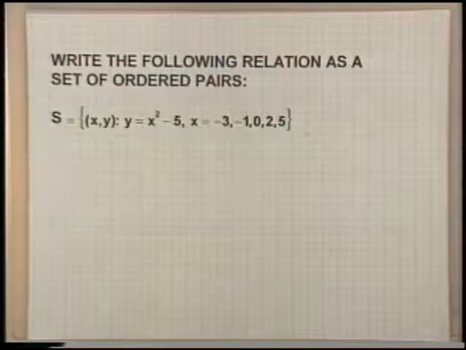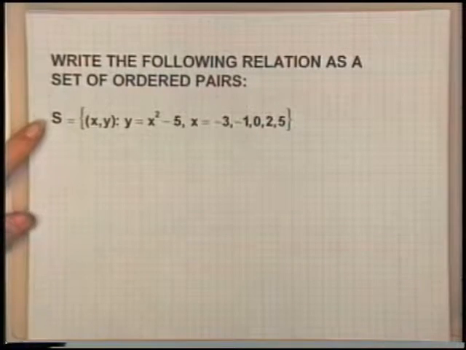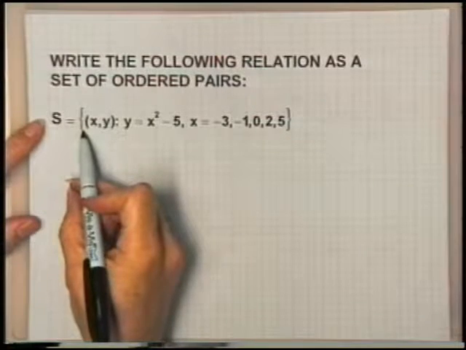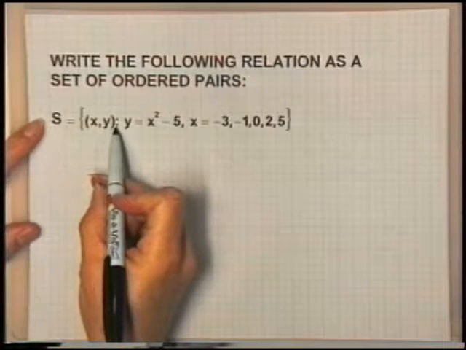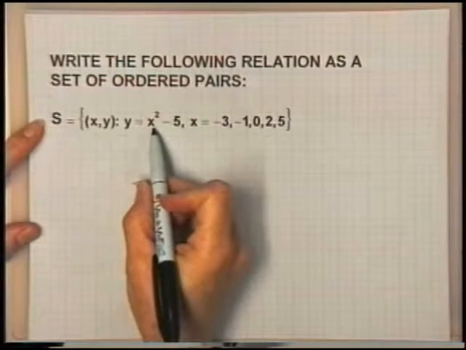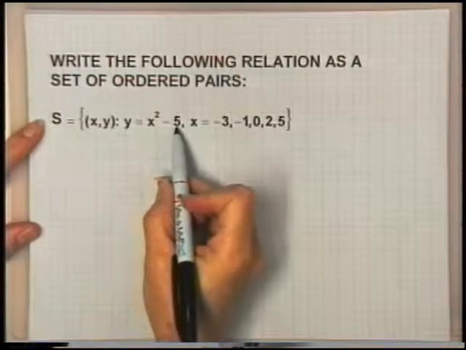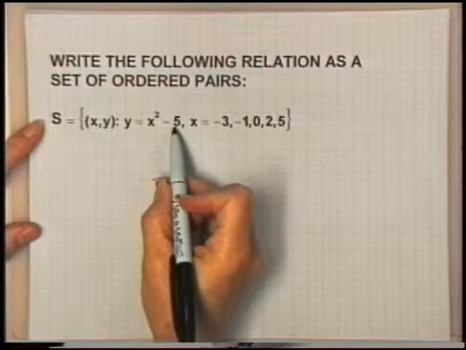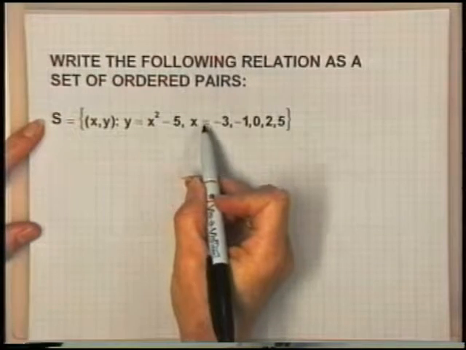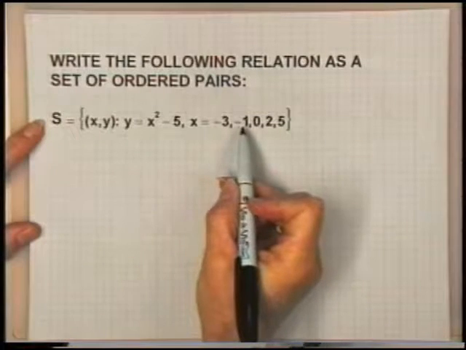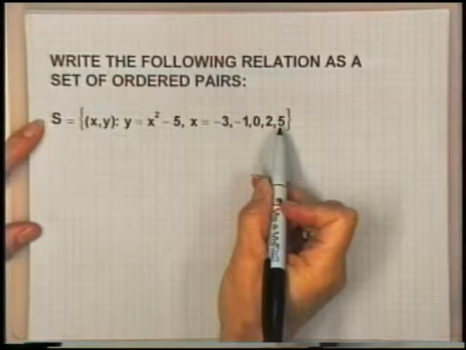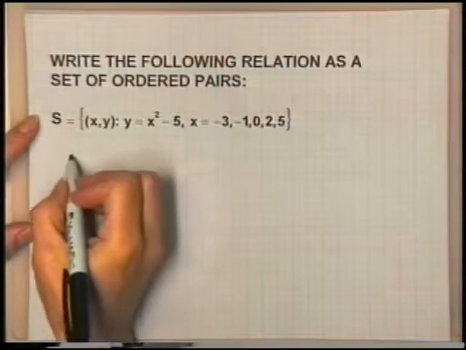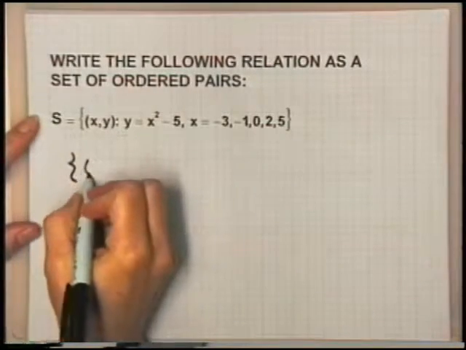Write the following relation as a set of ordered pairs. We want the set S to be the set of ordered pairs x, y, such that y is equal to x squared minus 5. And notice here, x is equal to the numbers -3, -1, 0, 2, and 5. So let's write down the set of ordered pairs.